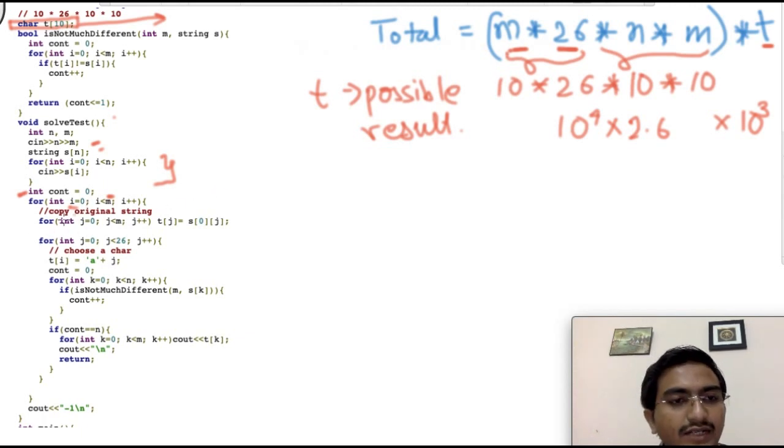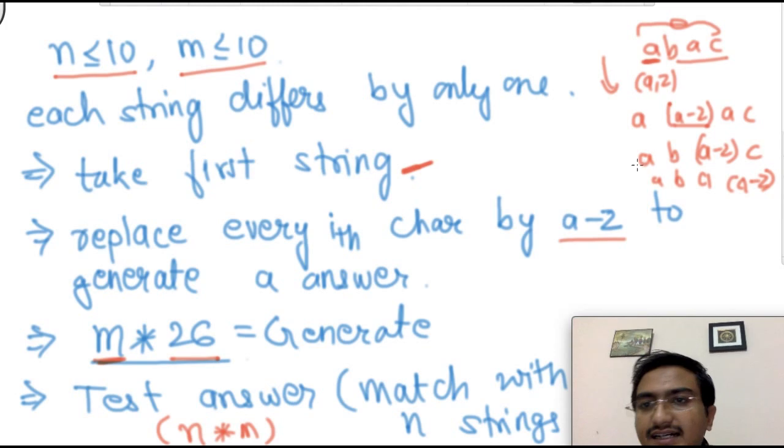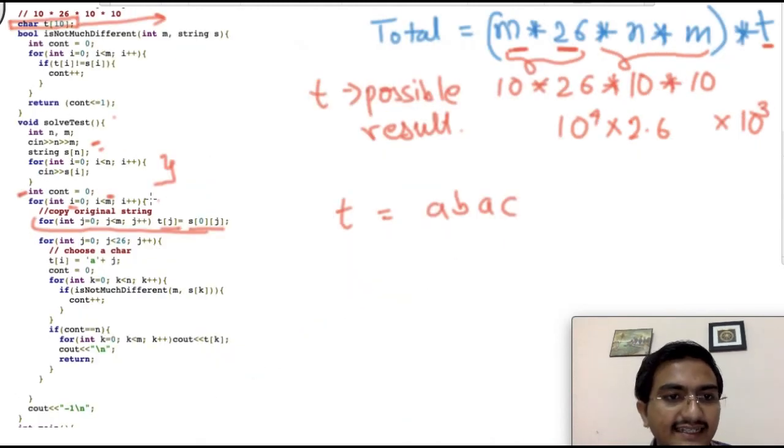Firstly I'm copying the original string, the zeroth string of the given question, right? So t[j] equal to s[0][j]. So basically if my string was abac, initially my t will point to abac. If I want to generate the second possible combination, again I have to have AB. This first position should not contain any other character, right? So that's why I am copying the answer again each time.